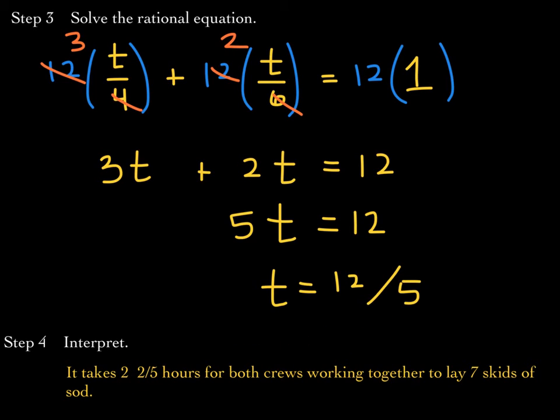Okay, one more time. 5 goes into 12 twice. That's this whole number. And when you divide 5 into 12, you'll have 2 left over as the remainder. So that's where that 2 comes from. All right, good job, everybody.